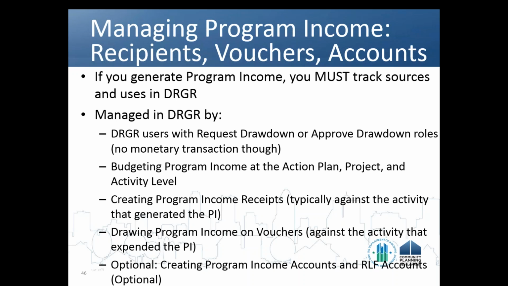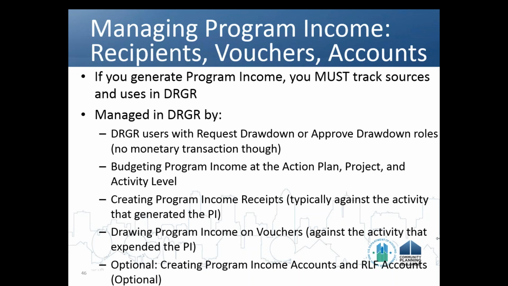You're also budgeting your program income at the action plan, project, and activity level. So when money comes in, what is your budgeting? What are you going to be using it for? You're going to be creating program income receipts, and typically you do that against the activity that generated the PI. You're going to be drawing your program income on vouchers, and you're going to do that against what you've expended the program income on.